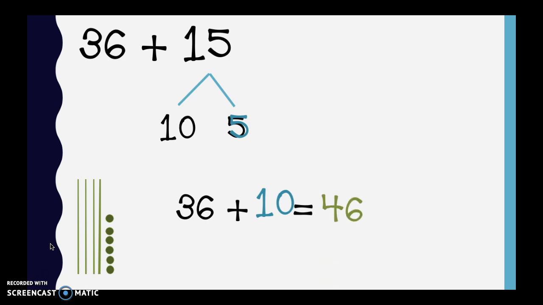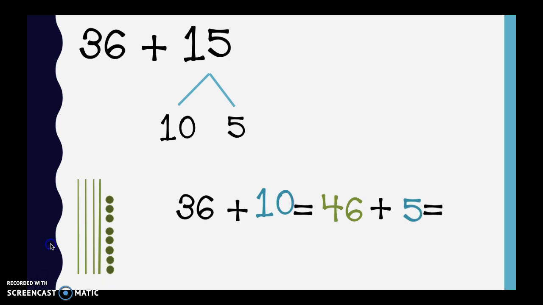Good job, friend. Now what did I have left to do? That's right, I need to add the other part of 15. So to that 46, I'm going to go ahead and say plus 5. Is that what you did? Oh, good. Friend, if at any point you made a mistake, just go ahead and erase it and fix it. This is all about learning. Okay, now I'm going to add 5 to my picture. I hope that's what you did.